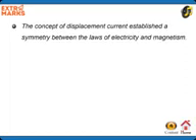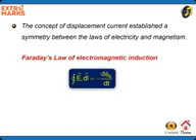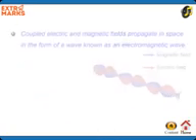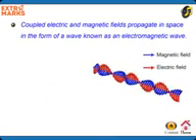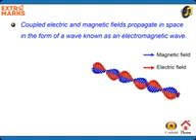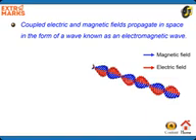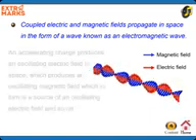The concept of displacement current established symmetry between the laws of electricity and magnetism. Coupled electric and magnetic fields propagate in space in the form of a wave known as an electromagnetic wave.